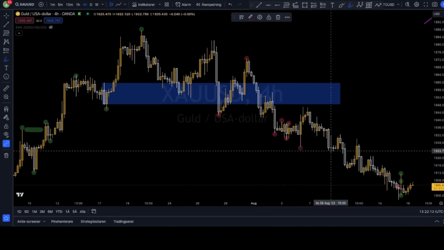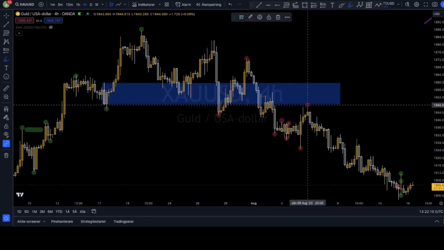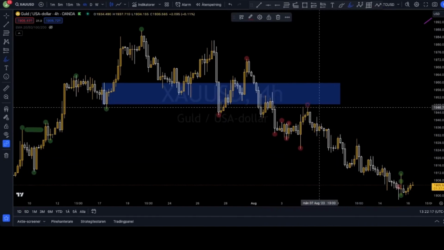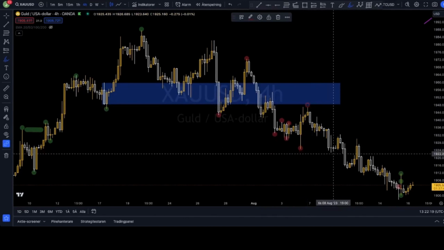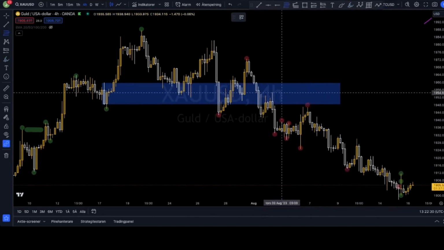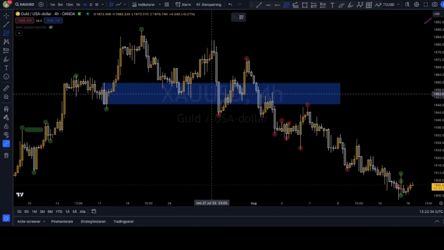All right, let's look at this a little bit. Here's a higher high, and then again we break it downwards all the way down here. So first and foremost, we broke structure here, right? We had a change of character.